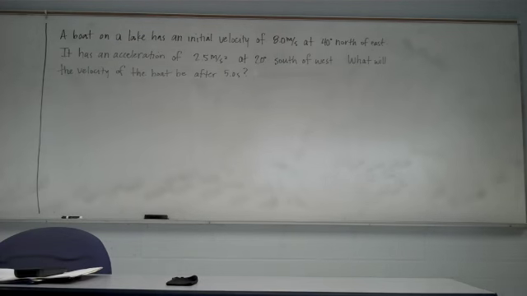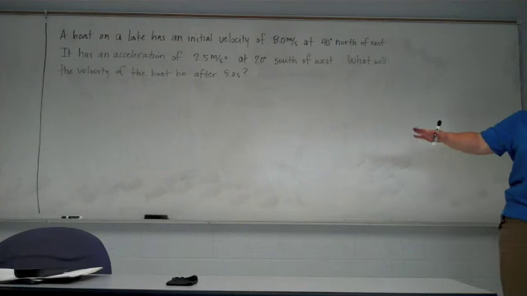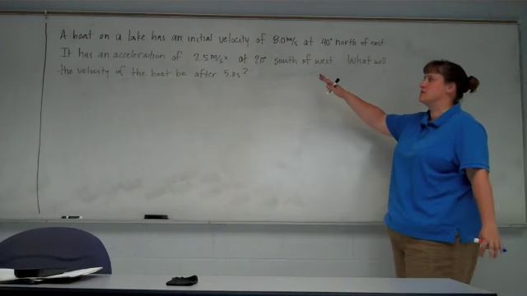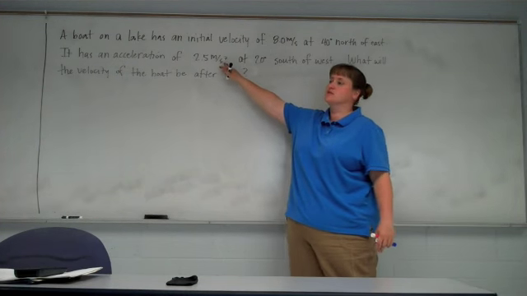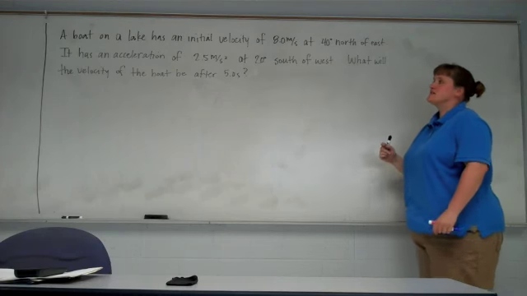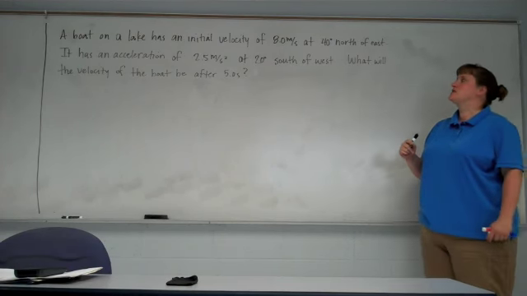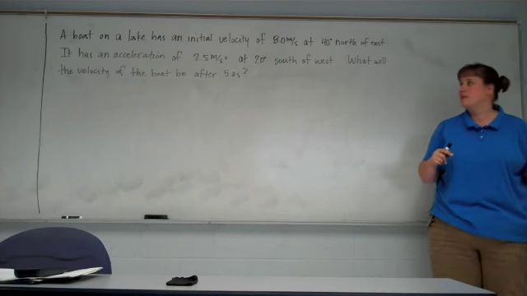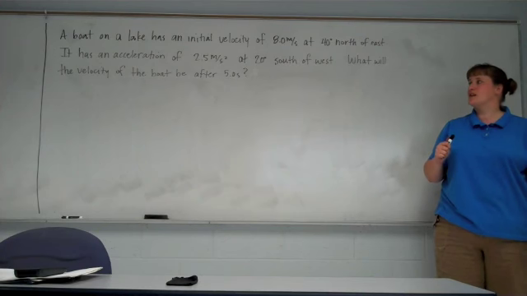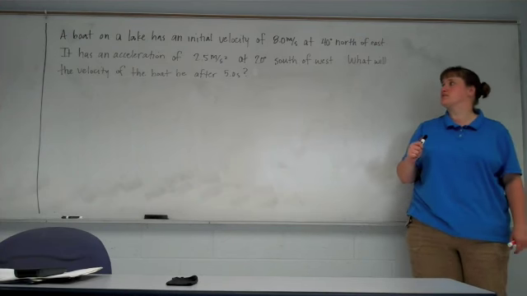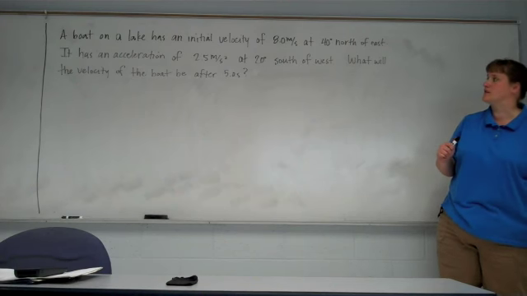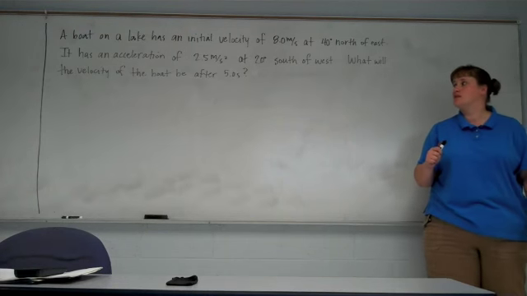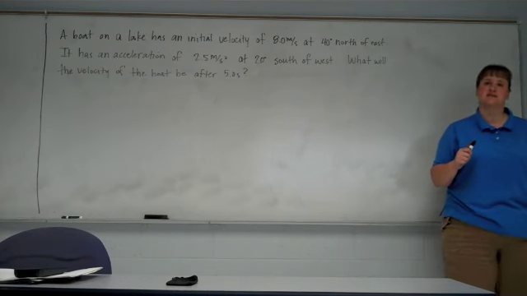Okay, we have a boat on a lake. We're going to ignore any friction. The friction is going to already be swallowed up in these values. So the boat on the lake has an initial velocity of 8 meters per second at 40 degrees north of east. The boat has an acceleration of 2.5 meters per second squared at 20 degrees south of west. What is the velocity of the boat after 5 seconds?